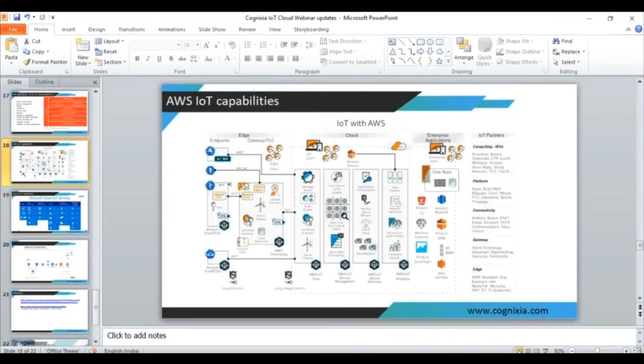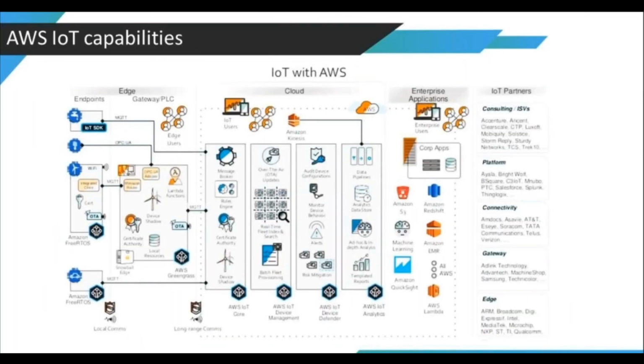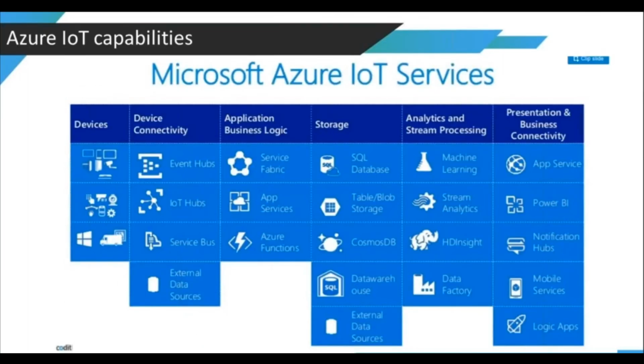Let us look at the services being offered by Azure. Azure holds second position when it comes to cloud computing, but Azure has been at a position now where it is being considered the leading competitor of the AWS platform. Azure offers services for device connectivity and management. Azure offers services for application and business logic development.